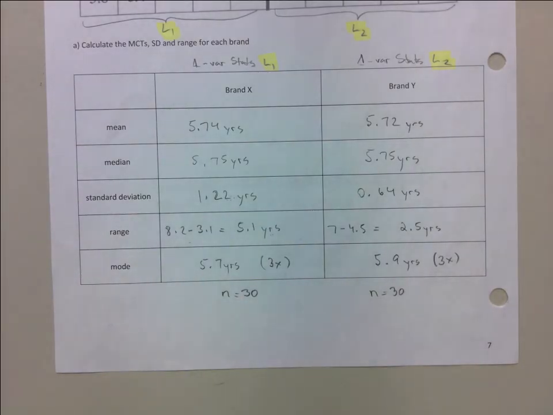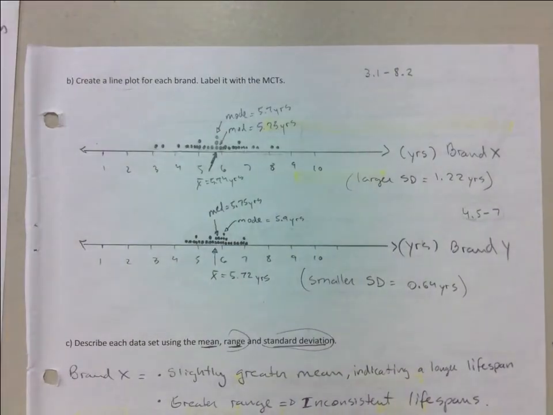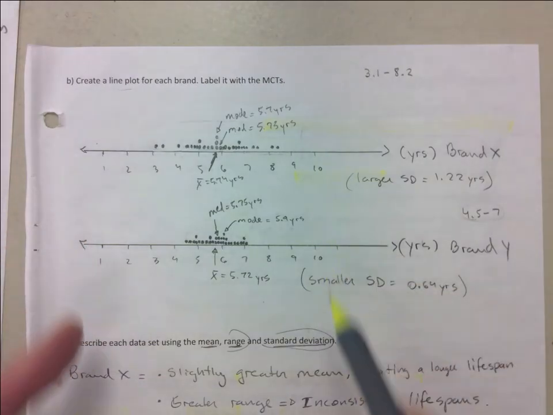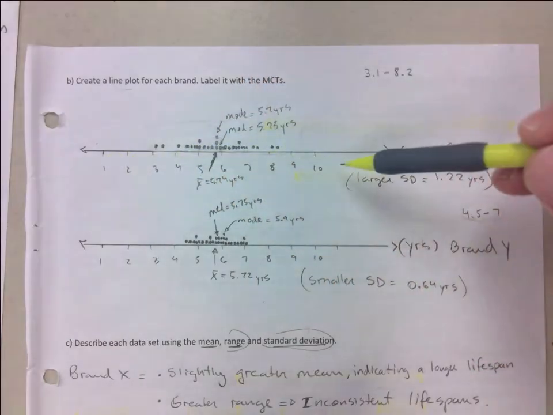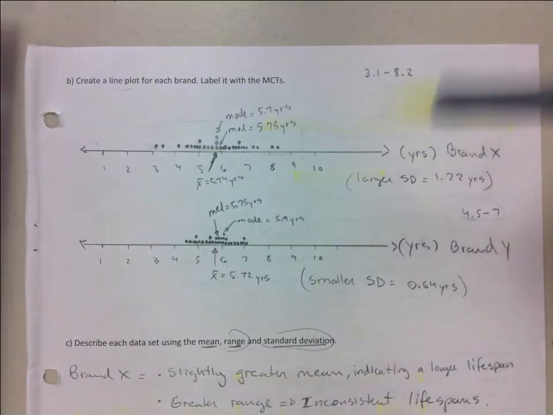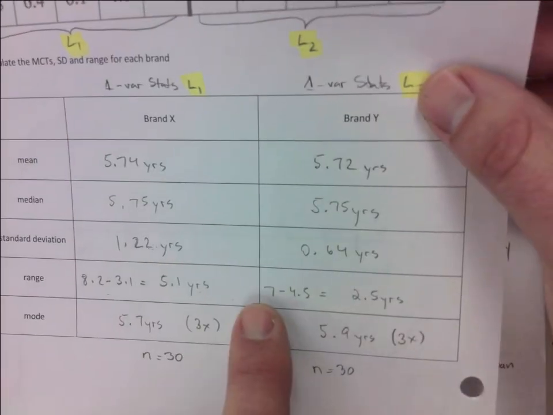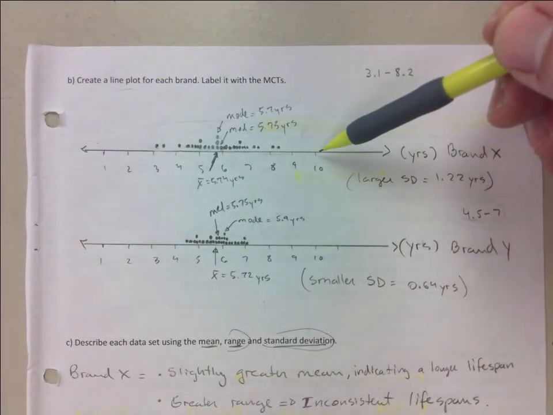Now, for line plots, and I'm just going over the homework, right? Here's what I'm going to say for line plots, okay? Ideally, you want the same scale for both, because then you can truly compare, okay? So I went from 1 to 10, because I looked at my range. I go to my range, and for the one set it is from 3 to 8. The other one is from 4.5 to 7. So if I went from 1 to 10, that did a pretty good job.